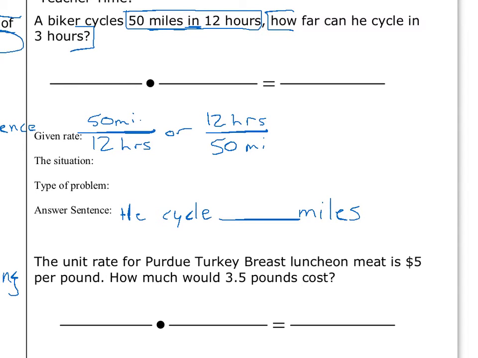So the situation we're trying to find out more about is, Mr. Ross? Yeah, the miles that he has, but what do we know about that situation? In 12 hours, it was 50 miles. So what we know about it is that he's going to be traveling for 3 hours. So that's the situation that we're trying to find out a little bit more about.